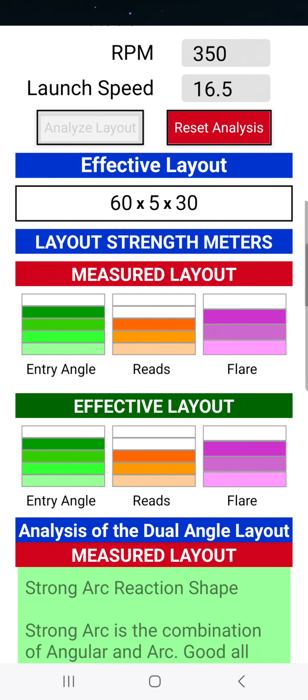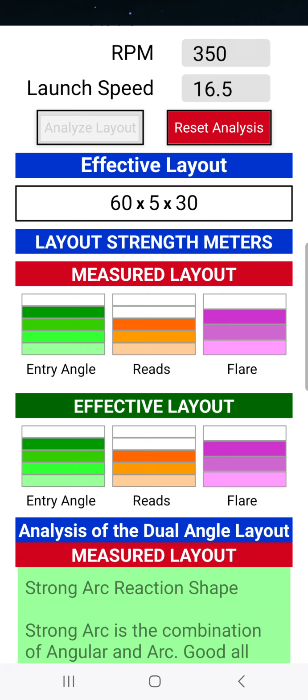So it spits out some bar graphs. I'm not entirely sure what the difference is between measured layout and effective layout. Maybe it takes something into consideration of the actual drilled ball. Not sure what the difference in those two is, but they're identical anyway, so there is no difference. It gives me a bar graph roughly of, looks like 1, 2, 3, out of 1 to 5. So the entry angle is going to be quite high. It looks like the middle lane read is going to be medium-ish, and the flare is going to be medium to high. But it breaks all that down nicely for you.